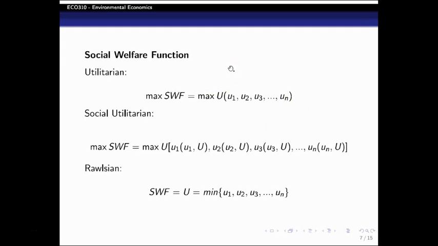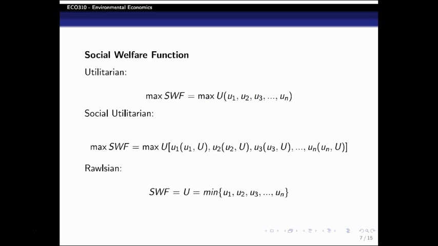Now, much like Pareto Optimality, however, the utilitarian view doesn't say much about equity. It doesn't really say much about whether U1 is getting all of the satisfaction and U2 and U3 are getting nothing. Right? That could certainly still maximize the social welfare function, although it's clearly not equitable to do so.